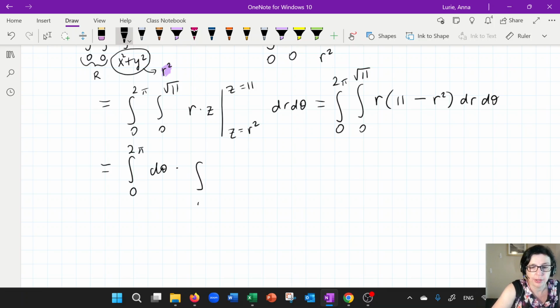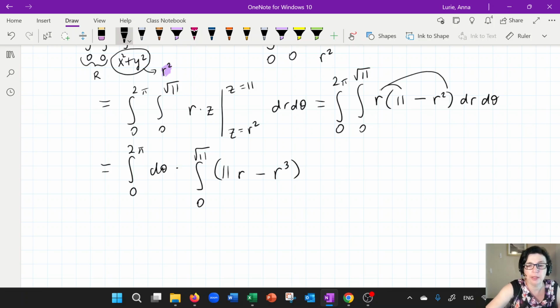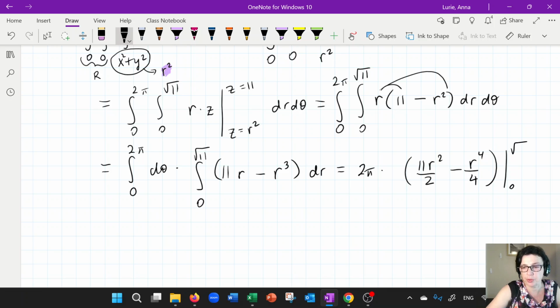And then 0 to square root of 11, I'll integrate the r integral, but we do have to distribute this r. Very important, this r belongs to both terms. So this will be 11r minus r cubed, right? Okay, so that becomes 2 pi. And then here 11r squared over 2 minus r to the 4 over 4. And we substitute 0 and square root of 11.